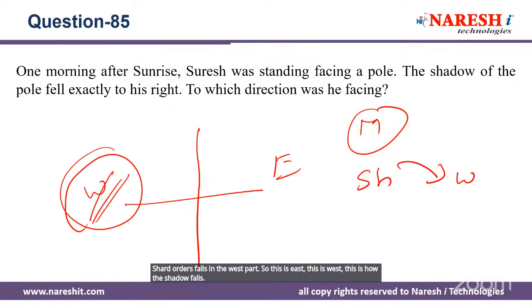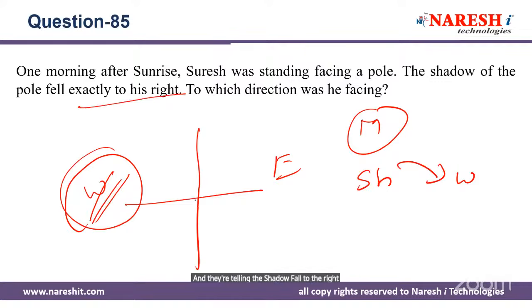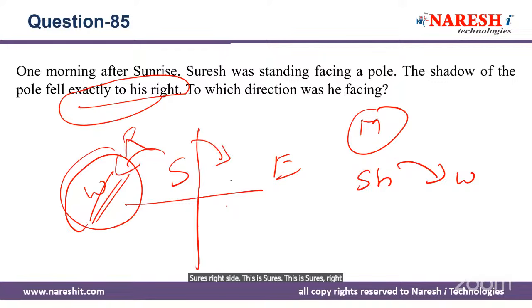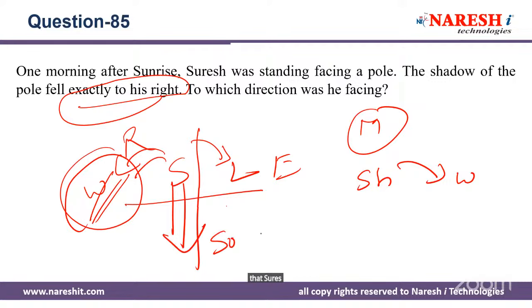And they're telling the shadow falls to the right of Suresh. That means if this is Suresh, this is Suresh's right, this is left. If Suresh's right is this, Suresh's face is down. Then Suresh's face is towards south only.